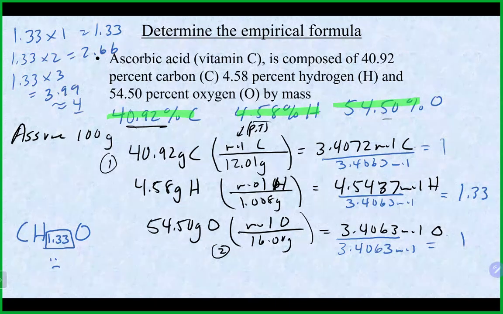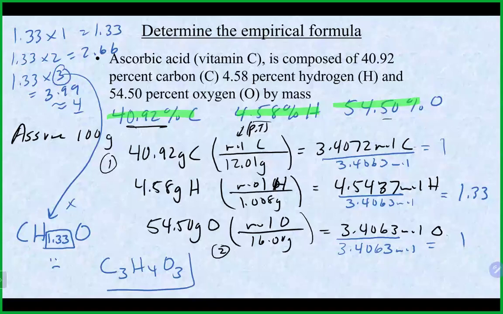So in this particular case, we're going to take that factor of 3 and multiply everybody by that number. And that will give us C3H4O3 as our proper empirical formula. Any questions on that?